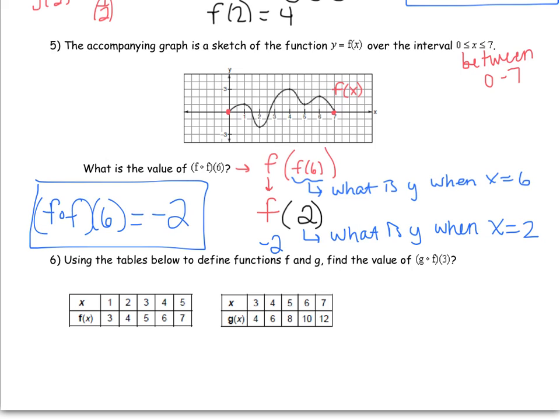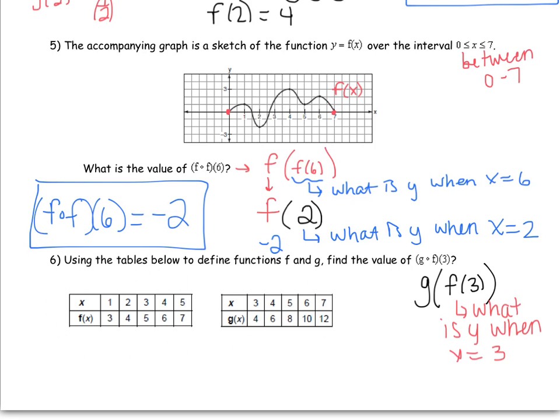Okay, now I have tables instead of a graph, and they want you to find g of f of 3. So let's write that in a way that makes sense. So g of f of 3. What does f of 3 mean? This is what we have to do first. f of 3 means, I'll write it down, what is y when x is 3? So we need to look at the f of x function. So we can't look at this chart. We have to look at this one.